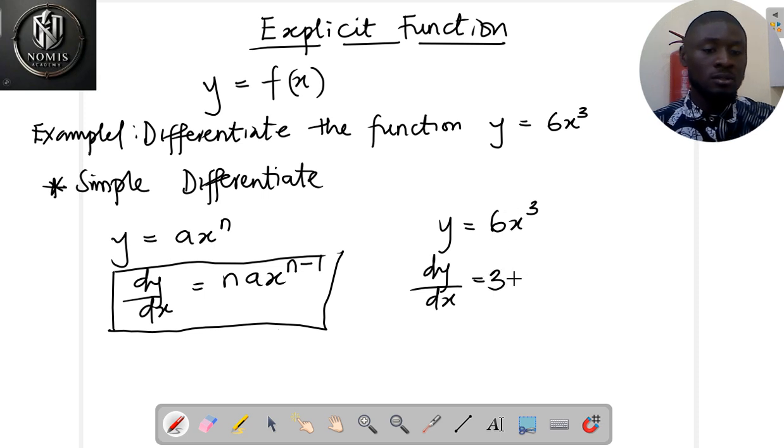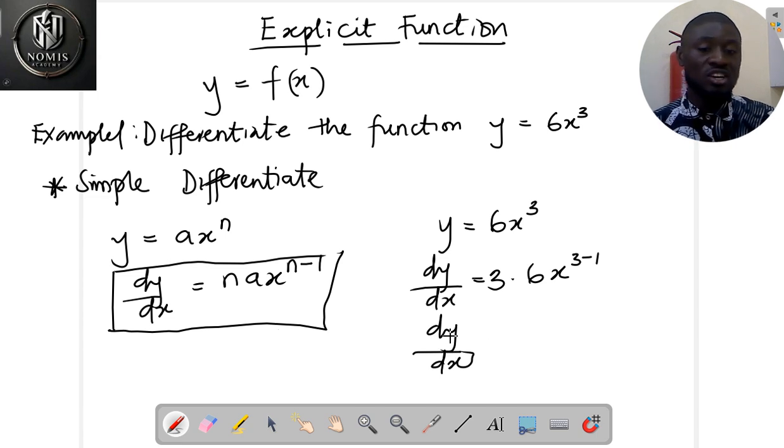So 3 multiplied by 6x, and the same 3 is subtracted by 1. So 1 is subtracted from 3. The dy/dx, you want to ask, how did we get dy/dx? dy/dx is the change we are talking about. dy/dx is the change that has happened as y is a function of 6x cubed.